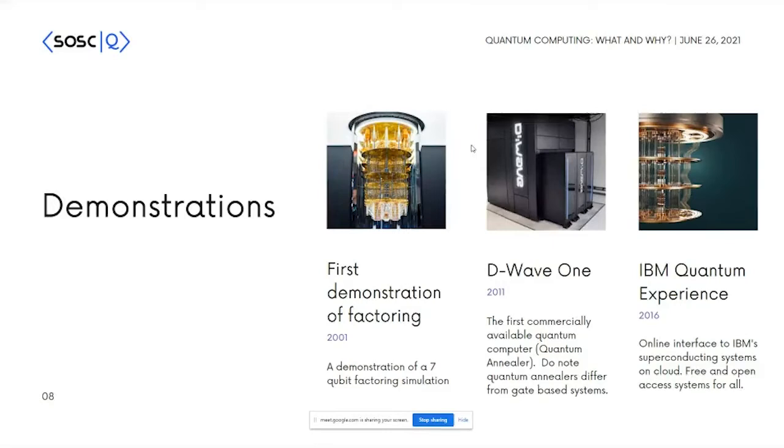We have the very first demonstration of factoring in 2001. The first quantum computer came in around 1998, and in 2001 IBM demonstrated that yes, we can factor something. And we have D-Wave 1, which is one of the first commercial quantum computers, which came in 2011. Google uses it for a lot of their applications. And we have the world's first openly accessible quantum computer, the IBM Quantum Experience. It's like a cloud platform where we can basically access the quantum computers.